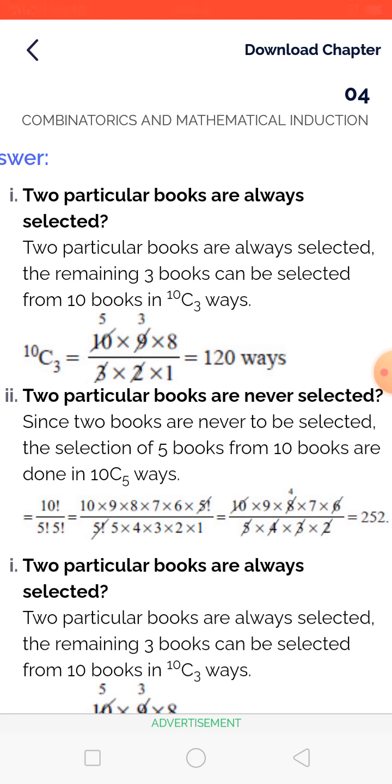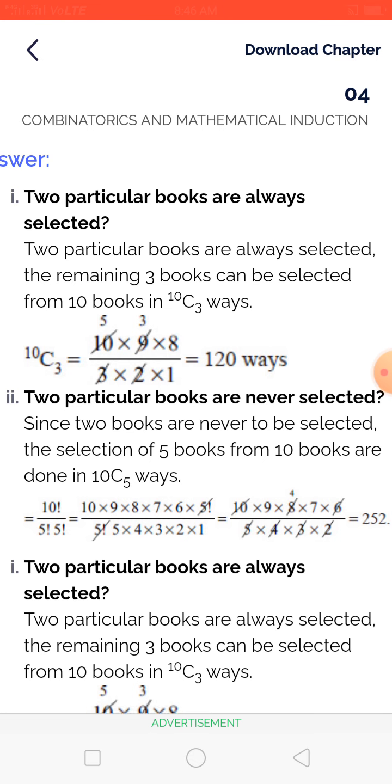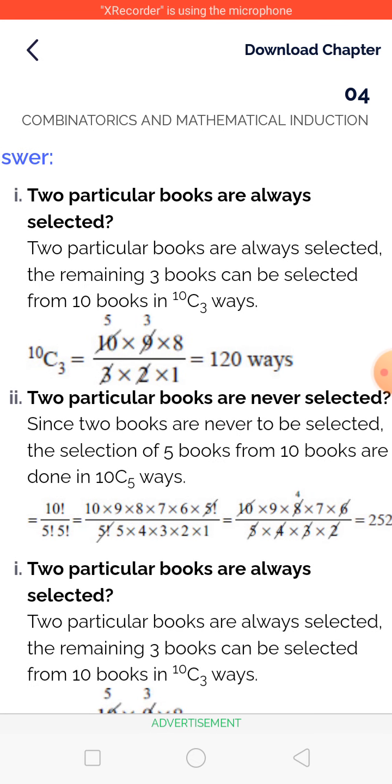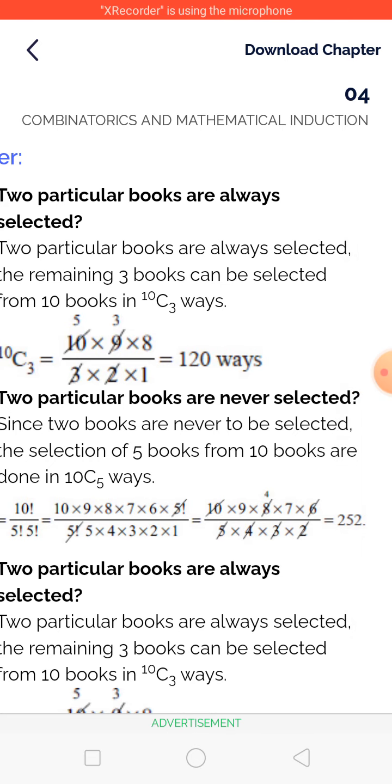So 10C5 is, there is one formula like we already saw: total number factorial divided by separate factorials. So like that I am doing it. After cancelling all the terms you will get the answer 252.